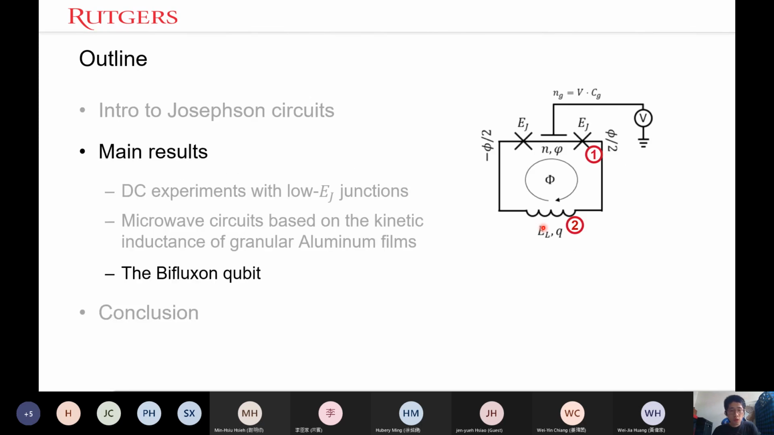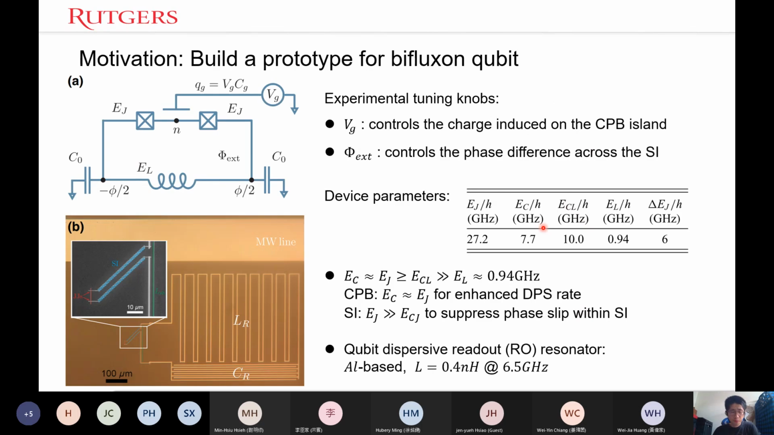So the last part of this talk is about the realization of the prototype circuit for the Bifluxon qubit, and a quick demonstration of this improvement on T1 by parity protection. So this micro image is our Bifluxon circuit prototype. I say prototype because this superinductor is actually made with Josephson junctions as a first demonstration.